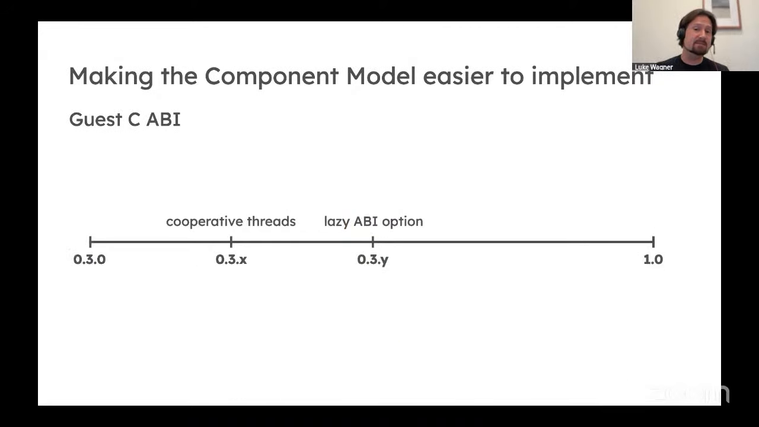And in terms of timing, to minimize churn, we probably want to wait for the lazy ABI to stabilize first. But what's convenient is that the guest C ABI is purely a toolchain convention, which means that it doesn't require any WASM runtime support or a dot release. So that's nice. And that covers the guest C ABI.